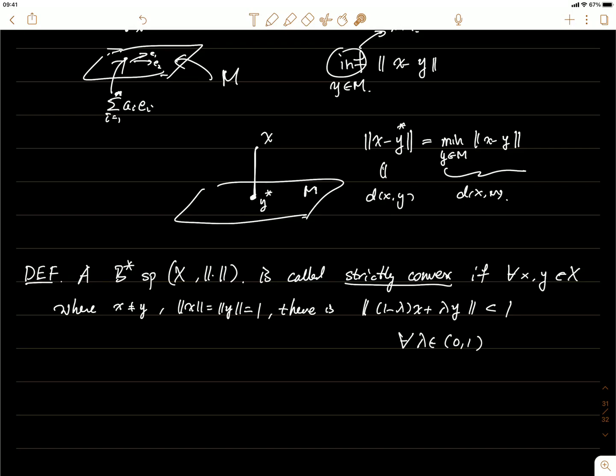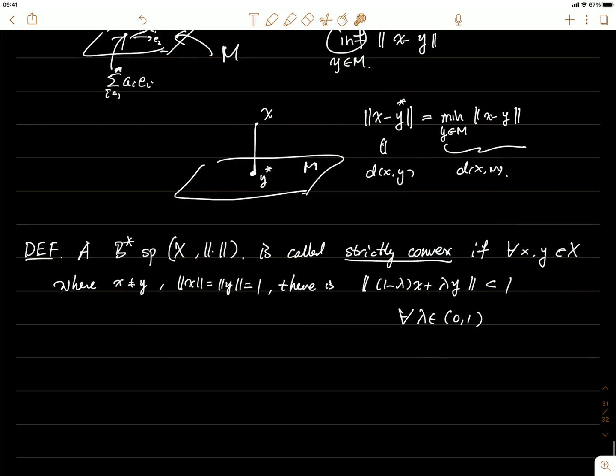And then for any two different points on the unit sphere of X, their strict convex combination is inside the ball. Because its norm is strictly less than 1, we can claim this is a strictly convex set, strictly convex space.